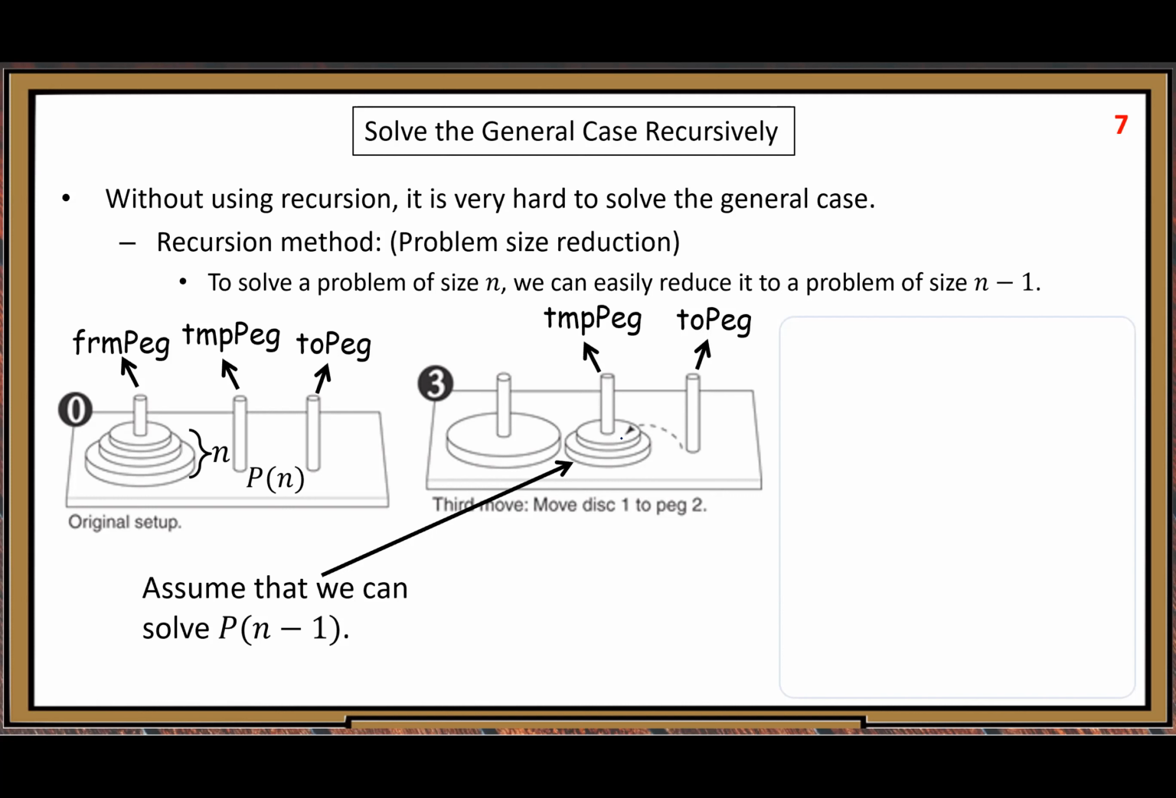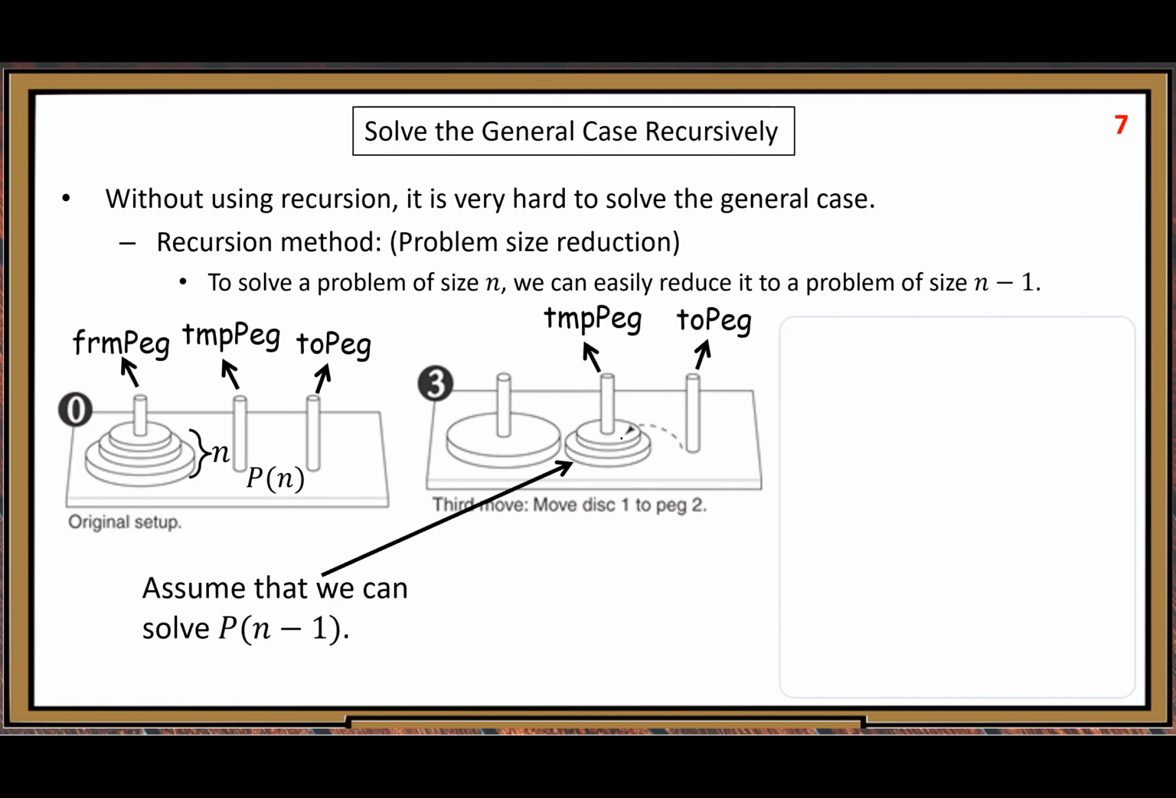One of the 2 empty. That's the known solution, right? P of n minus 1, known solution. At this point, we don't worry about the details. Later, we know we can recover the details, but not at this point.